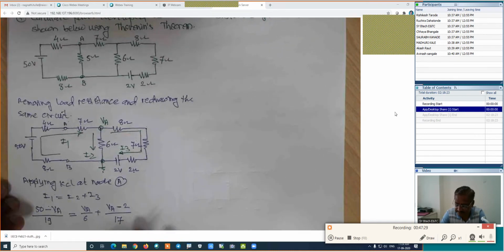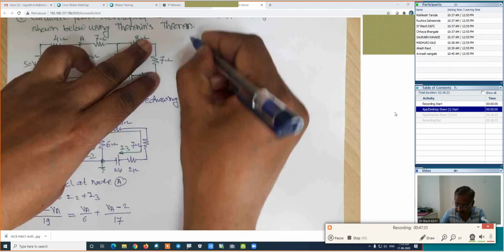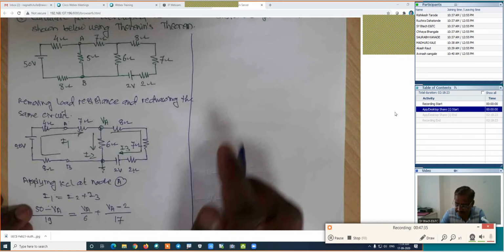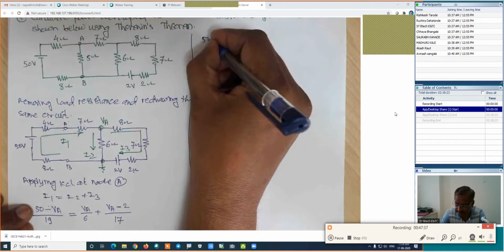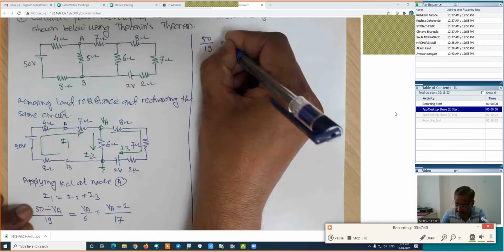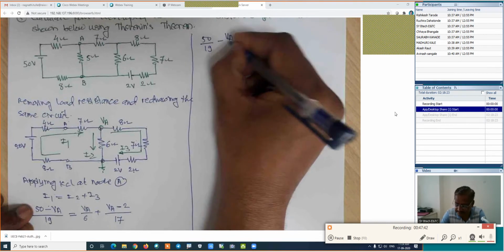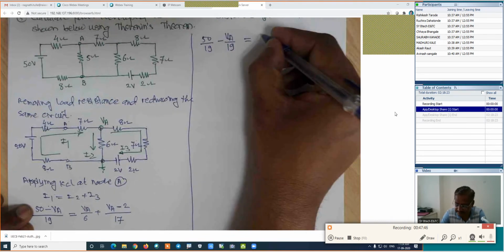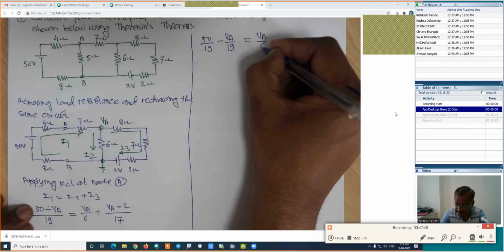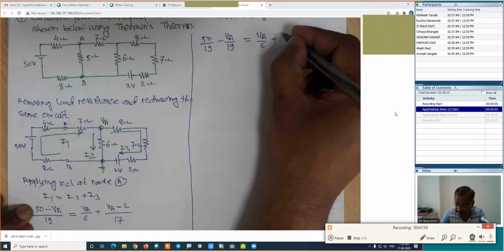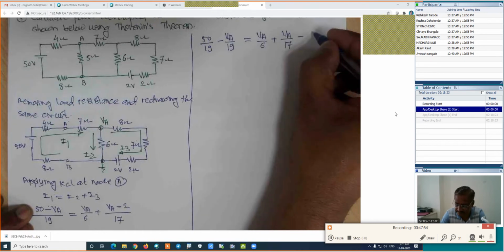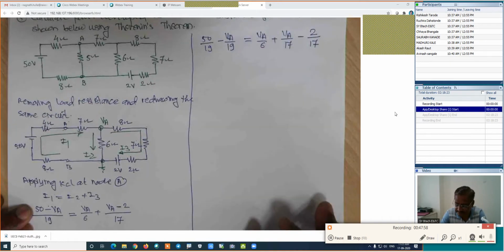Now, if we know the equation, simplify it and name it equation number 1, and find out its potential. This is (50 − VA)/19 = VA/6 + (VA − 2)/17. Is it right? Simplify this equation.